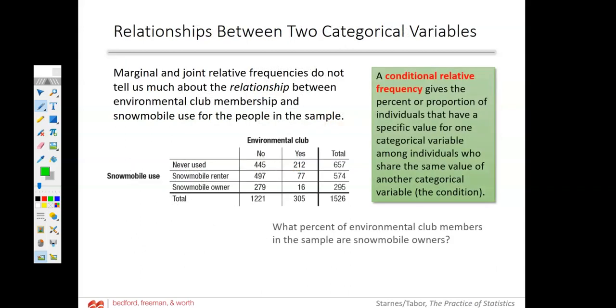Conditional frequency works a little different. So here's an example. What percent of the environmental club members, given that you're an environmental club member, are snowmobile owners? Of those folks, we only care about, in this case, 305 people. There's only 305 members of the club. Of that, how many are snowmobile owners? So then you would say 16 out of 305, or 5.2%.